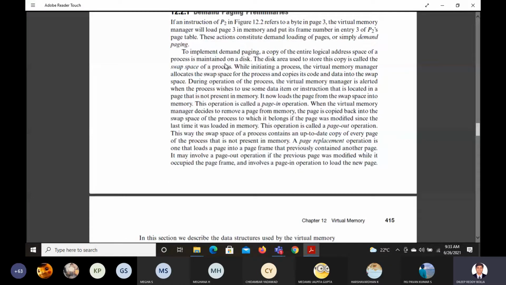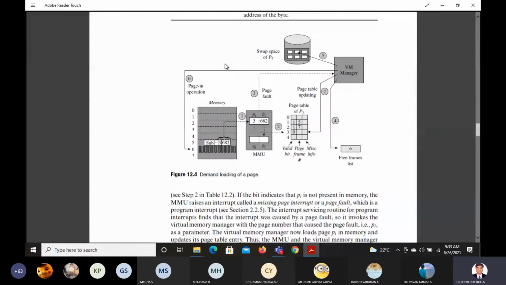And what is this block? Whenever the memory calls some of the blocks, it says that the block is not available. If the block is not available, how the virtual memory handles it is called demand loading the page.